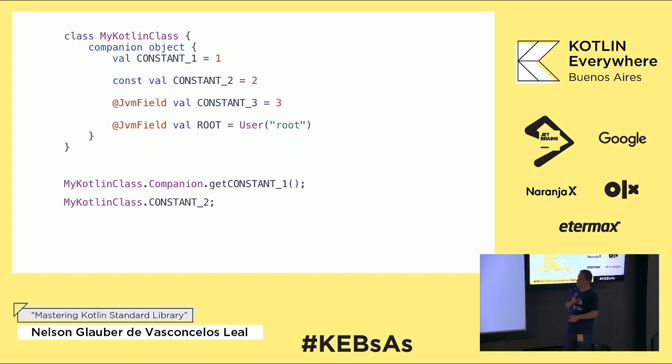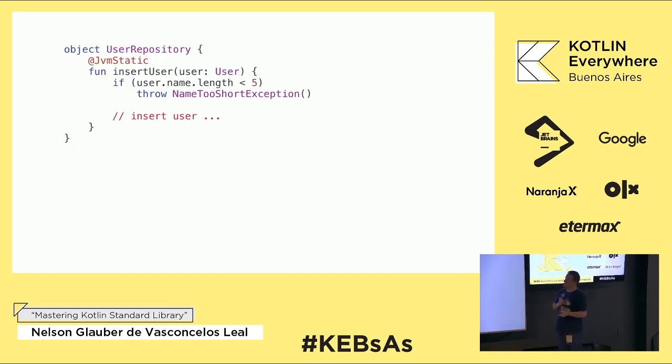And with JVM field, you do the same for the constant three. So here is the same case. For the third case, the last case, the const val is just for primitive types, just for integer, strings, double, boolean, but it doesn't work for objects. So in this case, you have to use JVM field to get this constant here. Okay? So look at these annotations. They are important to avoid increasing the number of methods.